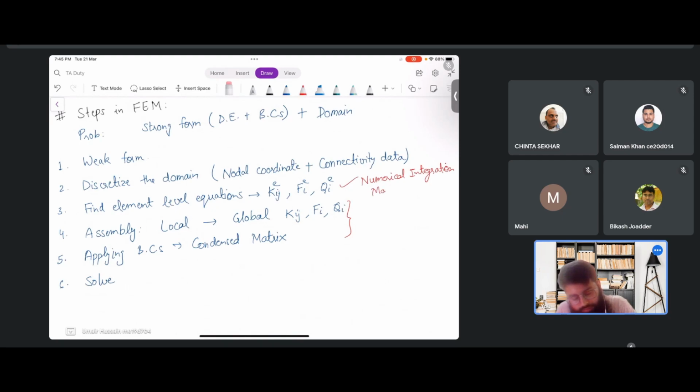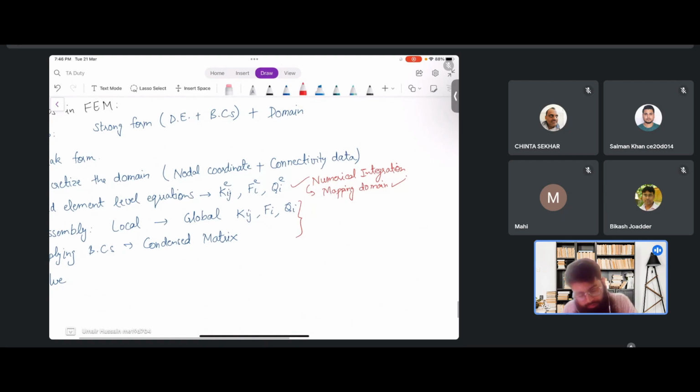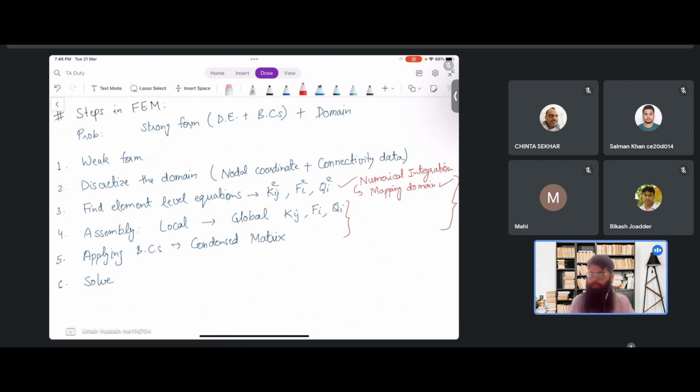Basically, we covered the mapping part here. Mapping domain. So we covered this. Numerical integration part is still left. So that is, I think, the part of next week's course. So I think we covered this much in total this week.